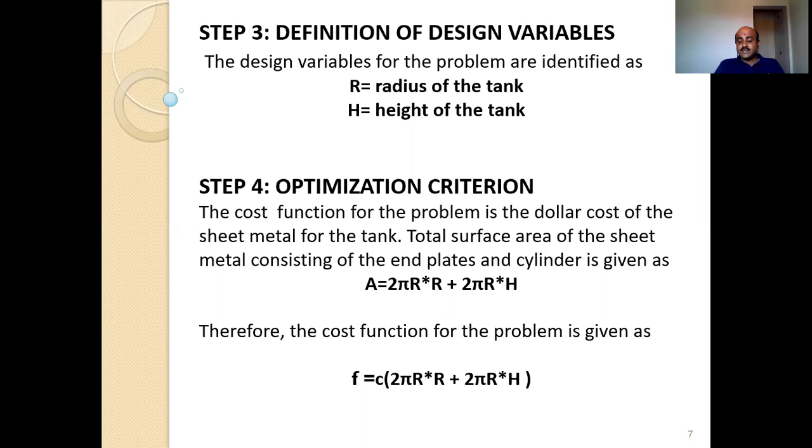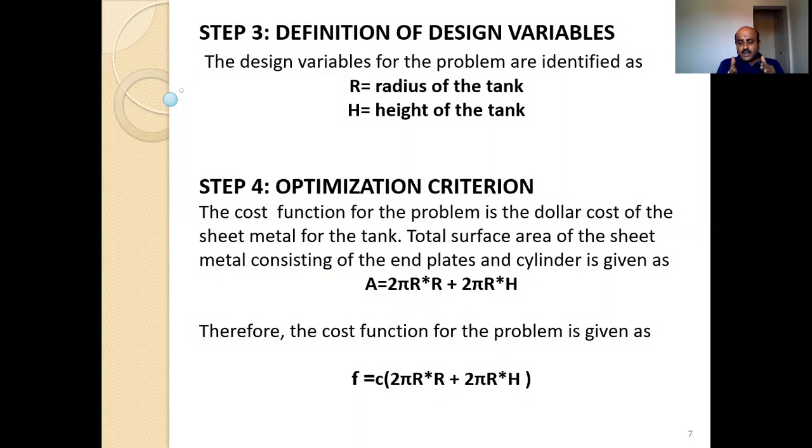C into the surface area. C corresponds to the dollar cost per unit area of the sheet. So the surface area is the total area of the sheet metal, the two sheets, that is the end plates and the cylinder. So this is a closed tank or closed cylinder, similar to what we discussed yesterday.